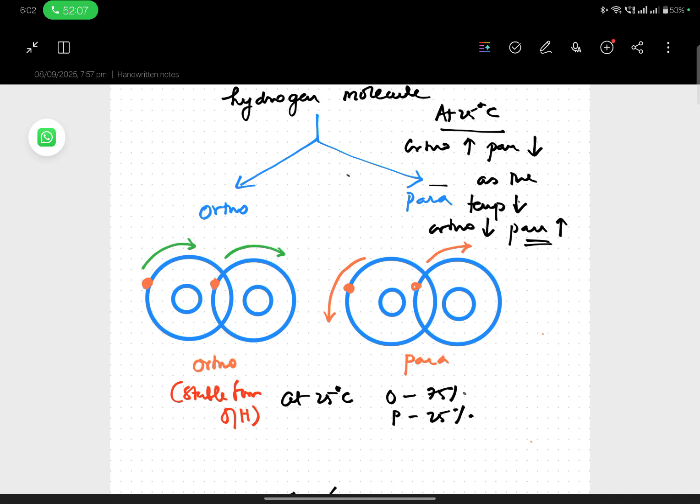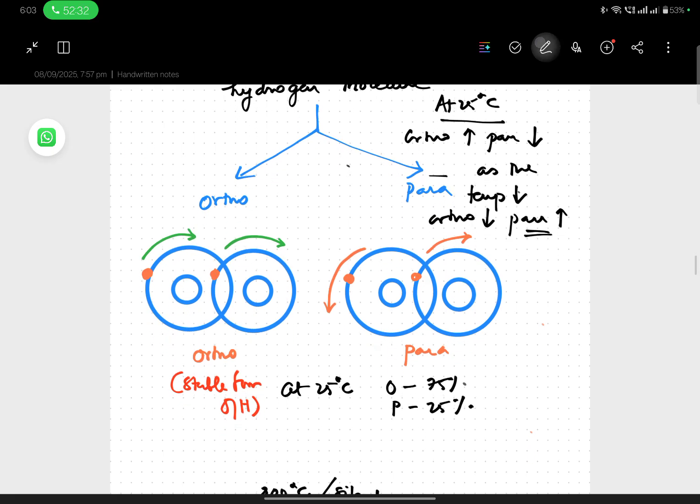Types of hydrogen molecule. It is divided into ortho and para. Very good. Ortho rotates in the same direction. What is going in the same direction? Electrons. What is the electron doing? Spin of electron. Write it properly.